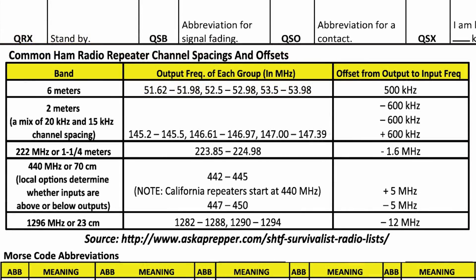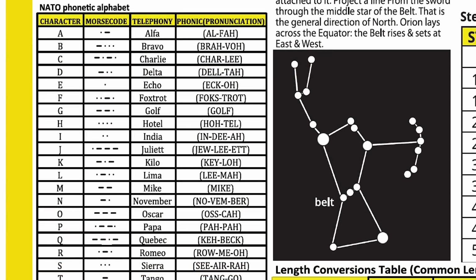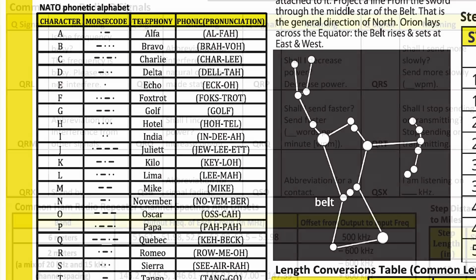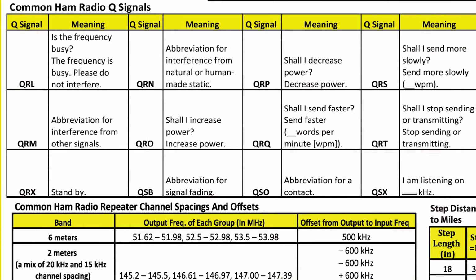So I have comm and ham radio repeaters, channel spacings, and offsets. We also have a NATO phonetic alphabet that shows Morse code, and then how you do the pronunciation of Alpha, Bravo, Charlie, Delta, Echo, and so forth. We also have common ham radio Q signals, for example, QRM, a QRX, which means standby, a QSO, abbreviation for contact, and so on and so forth.